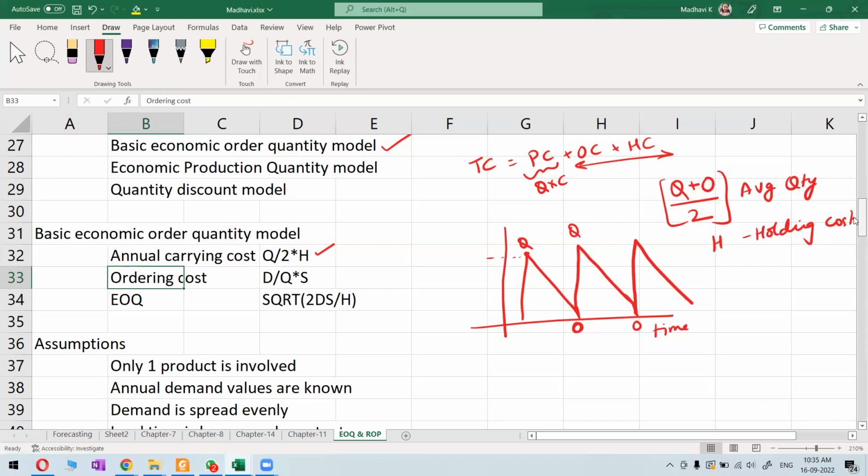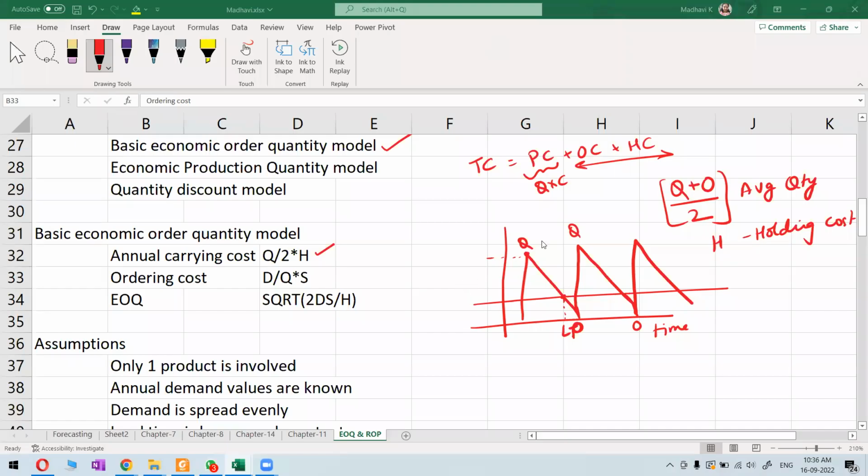So that is how this formula is derived, Q by 2 multiplied by H. And next, one more concept that we wanted to tell is nothing but lead time. Another concept that we are going to talk about here is the lead time.